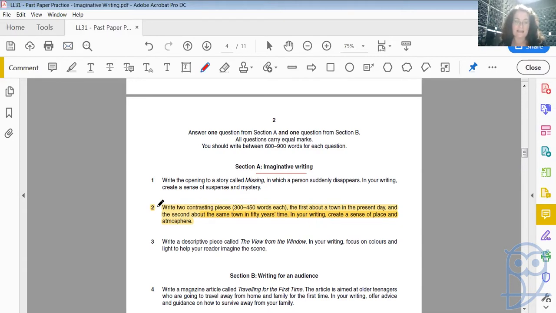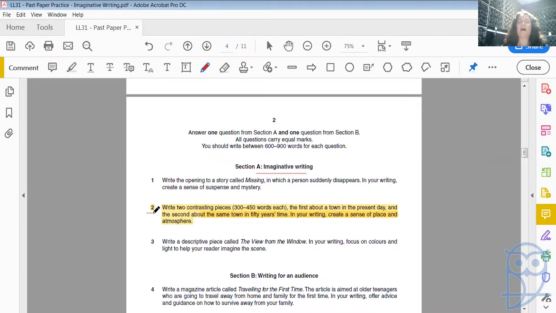And for today's lesson, I would like to look at the option that offers you the chance to create two contrasting pieces. And I want to see how a student has gone about doing that, and I want you to think about how you would have gone about doing that as a comparative exercise to what they have produced, okay?